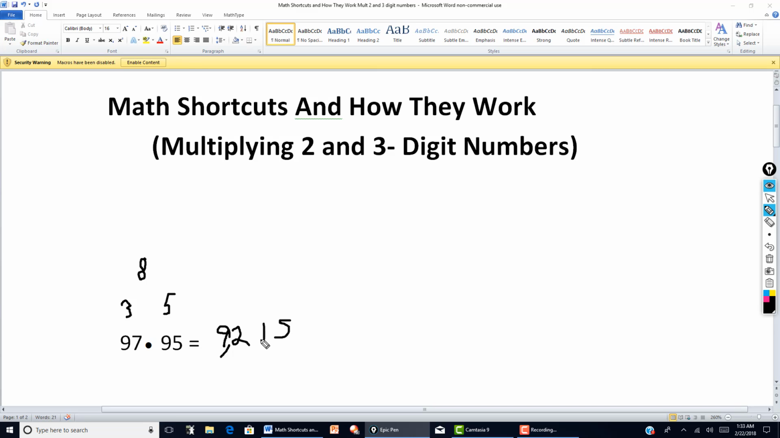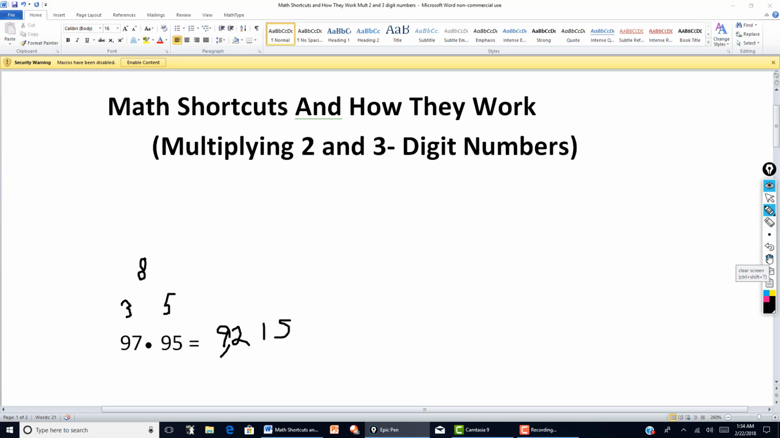Now, can you do it for something like 85 and say 72? Will this work? It will, but the calculations are going to be a little bit more involved, so I can't consider that a shortcut. It makes it easier if the number is close to 100.